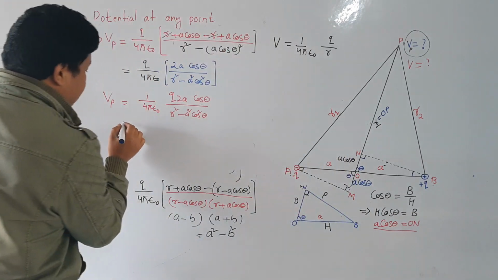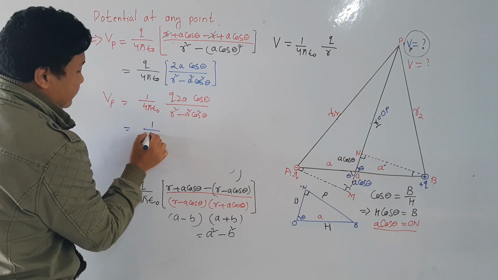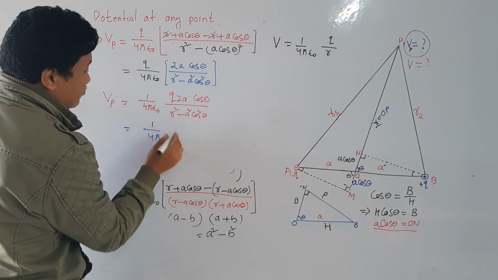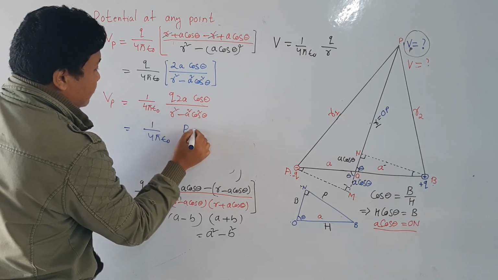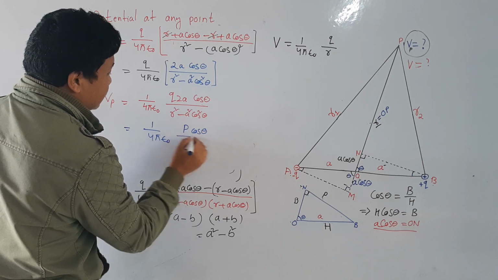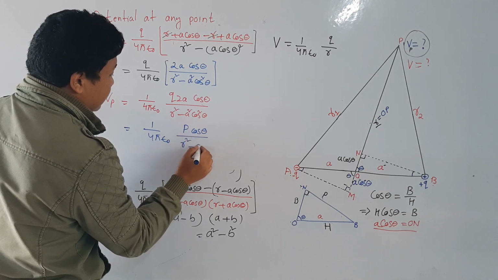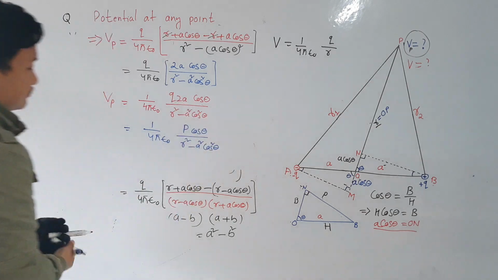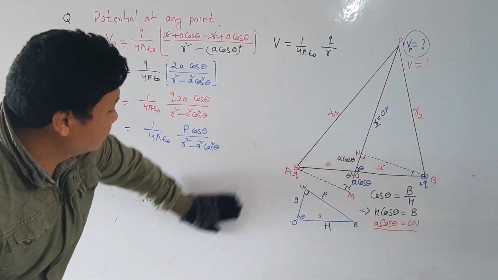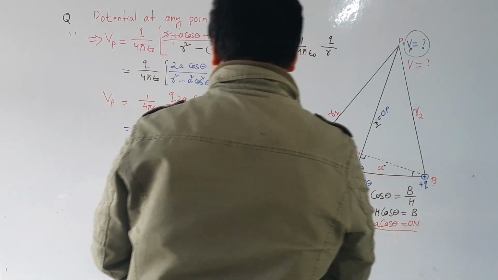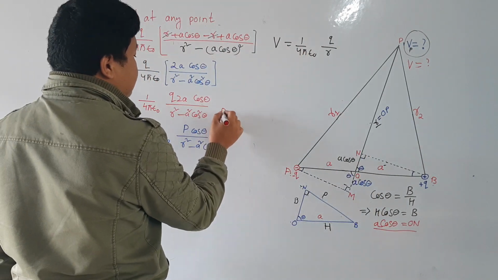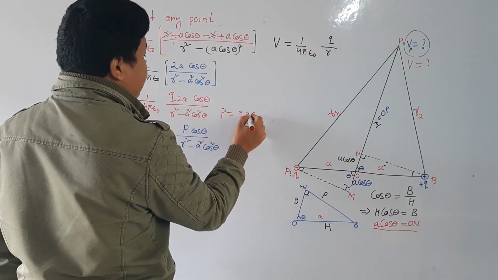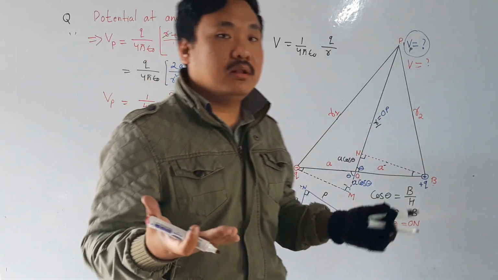Okay, this is all about this. Now one more thing is there. So this will become 1 by 4 pi epsilon naught, q 2a is p, cos of theta divided by r square minus a square cos square theta. So this is all about the potential at point P. What is p? p is equal to q 2a, which is called the dipole moment.